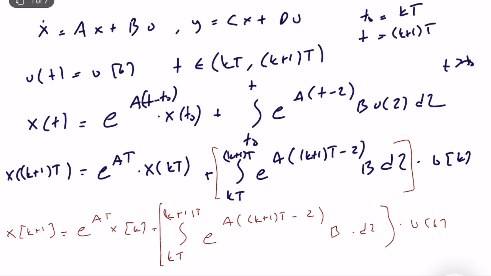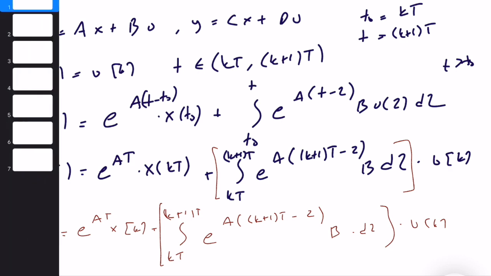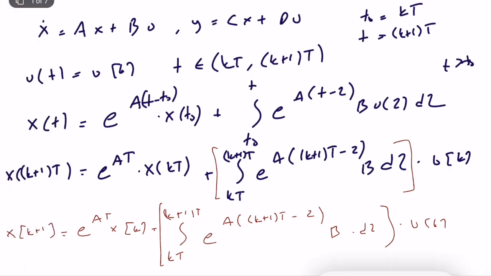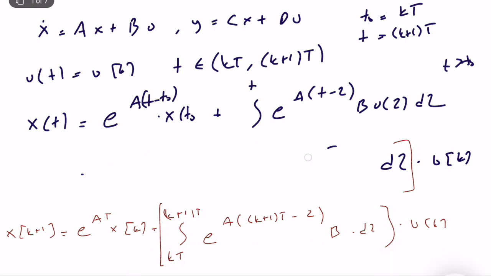If we compute the integral, we have a discrete time relation. So x[k+1] is a function of x[k] and u[k], and this is what we want from a discretized state space representation. Now I will do something else. Let's clean here such that we can see the results. I will do some change of coordinates.